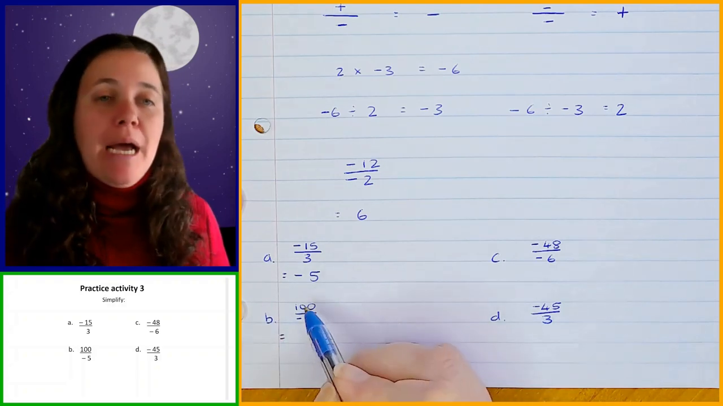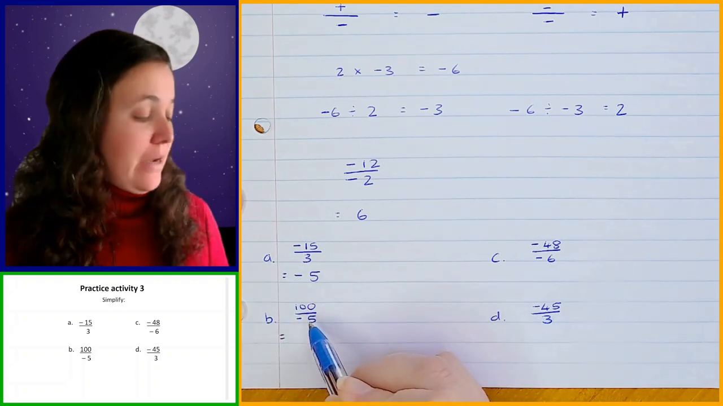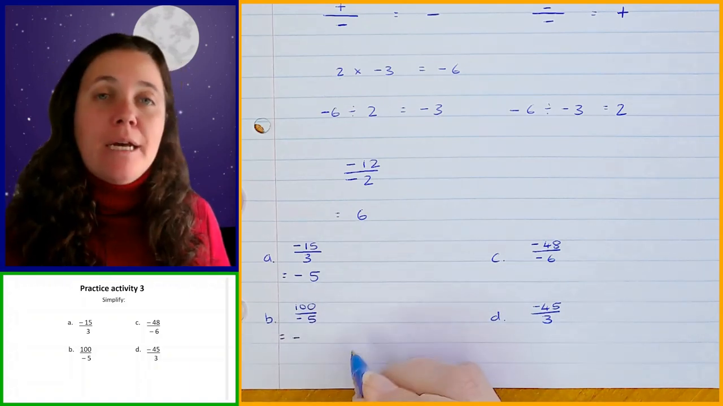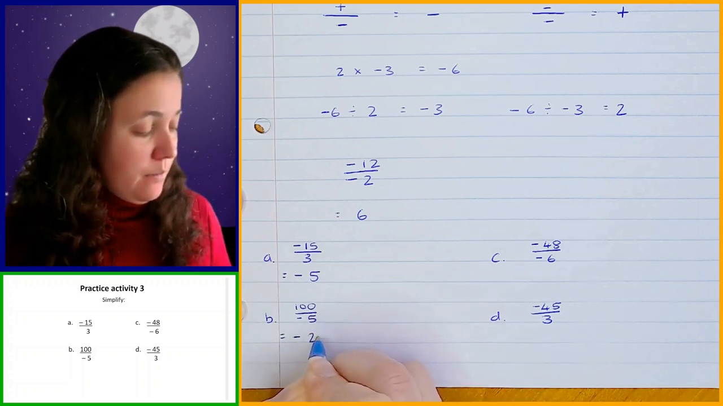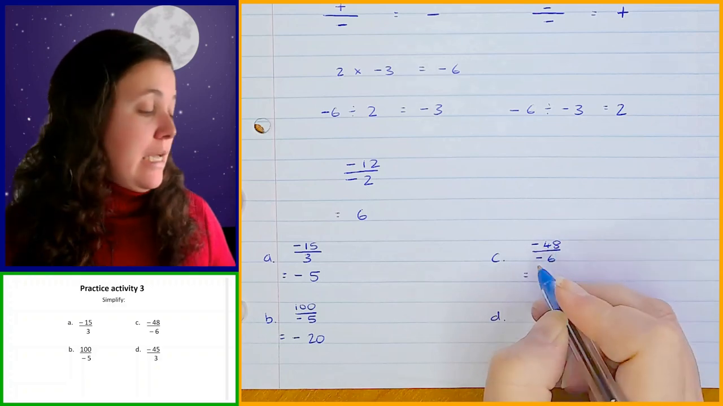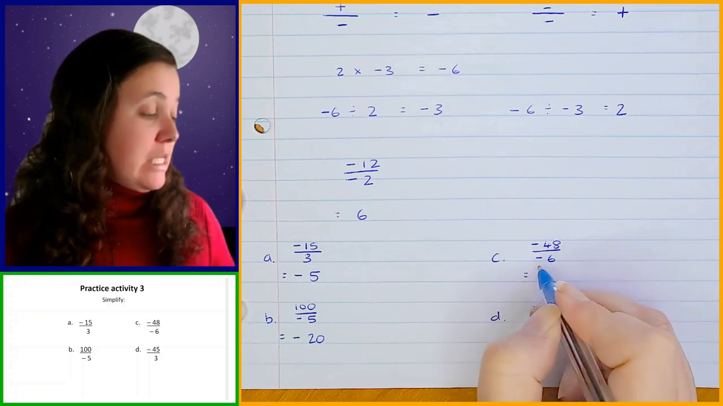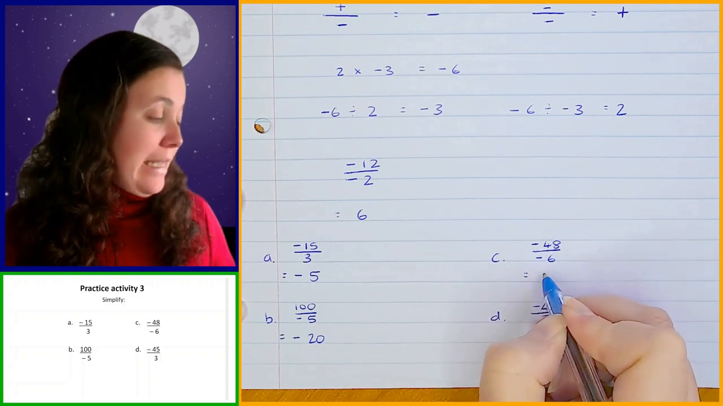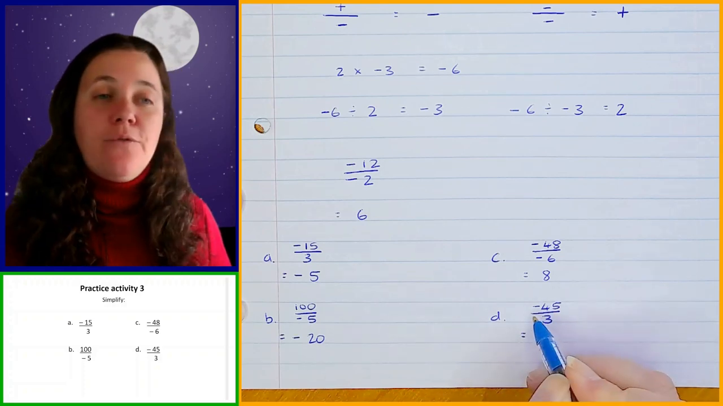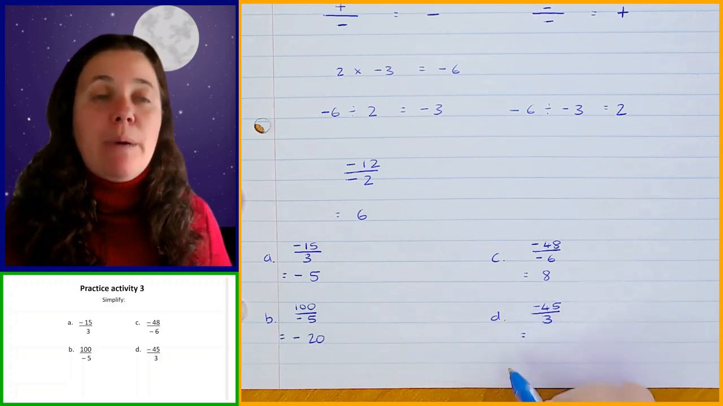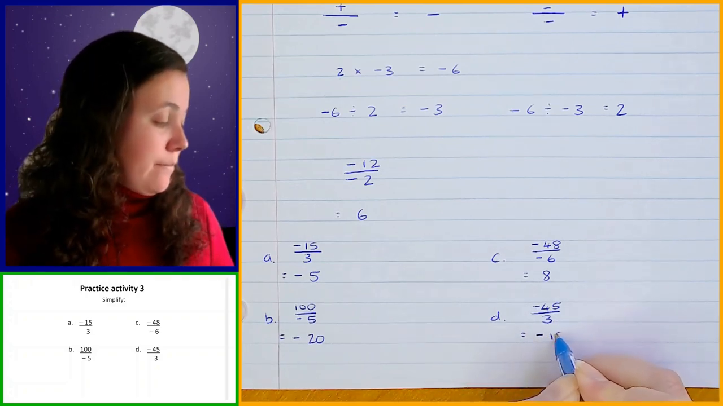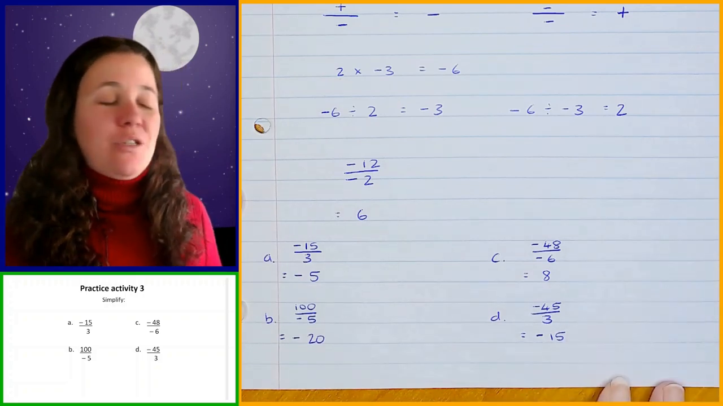For question B, you have 100 divided by negative 5. Again, it's a positive divided by negative, so you're going to get a negative answer. And then 100 divided by 5 is 20. Then over here for question C, we had negative 48 divided by negative 6. This time a negative divided by negative is a positive, and then 48 divided by 6 is 8. So you should have got positive 8 for question C. And then for question D, we have negative 45 divided by 3, and negative divided by positive is negative, and then 45 divided by 3 is 15. So that's what you should have got for that example.